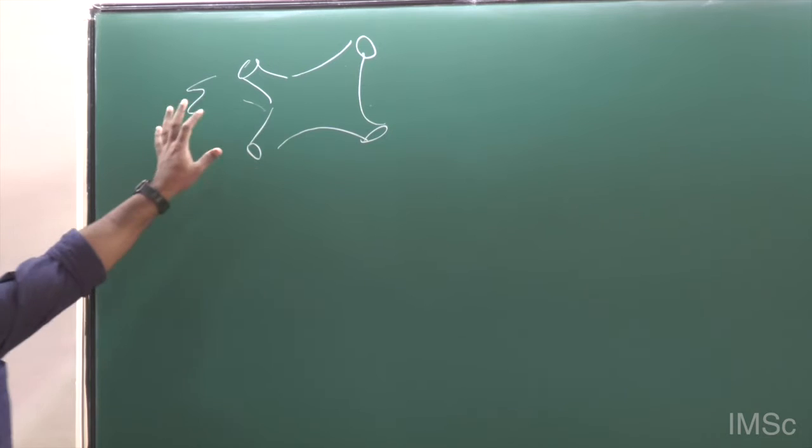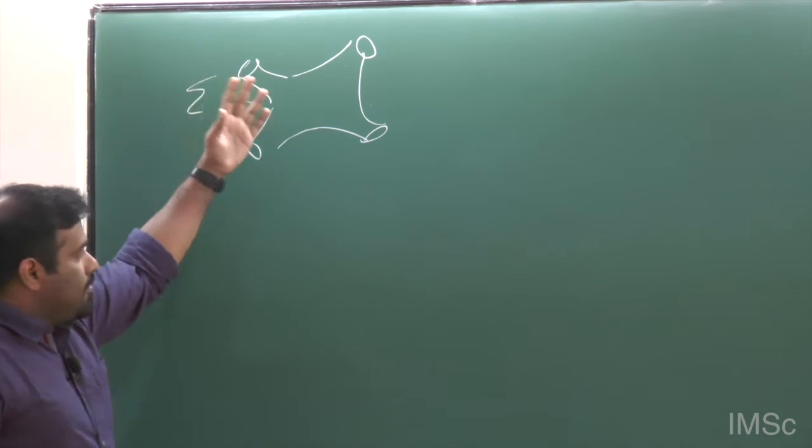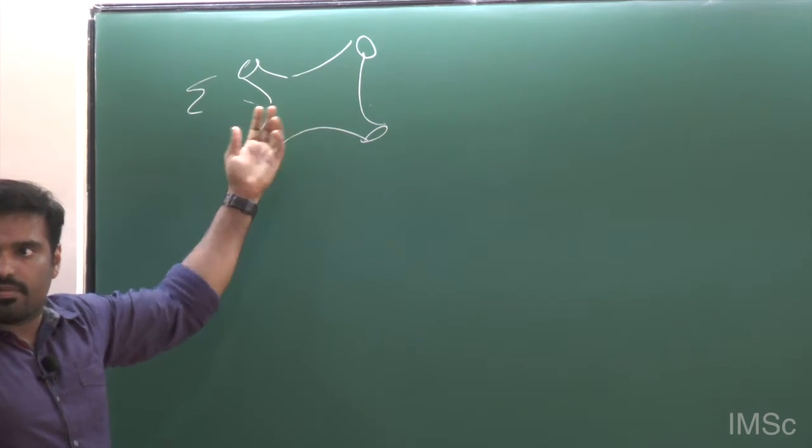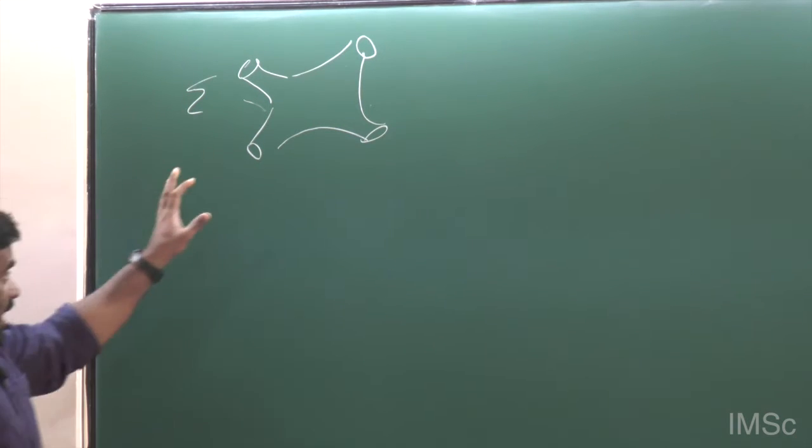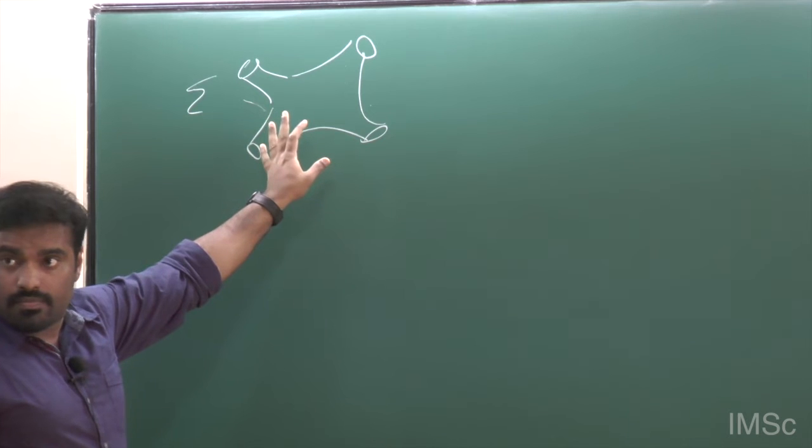Even if you have a diagram with no handle, still you have infinite number of possible world sheets. What is the interactions parameter? The perturbation parameter is a string coupling.